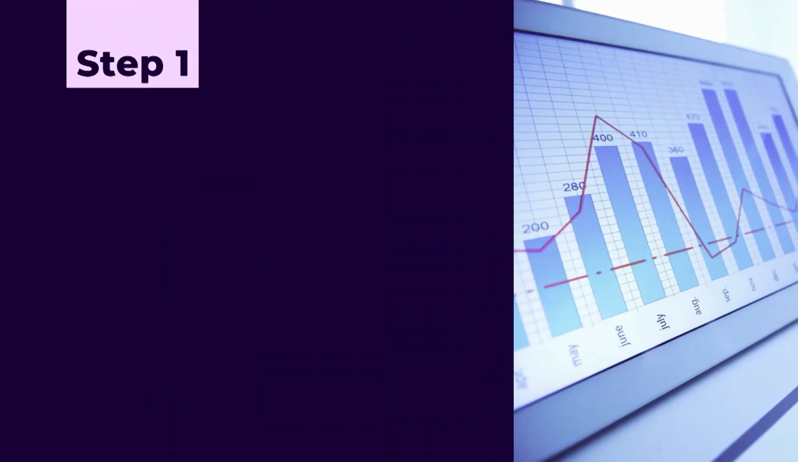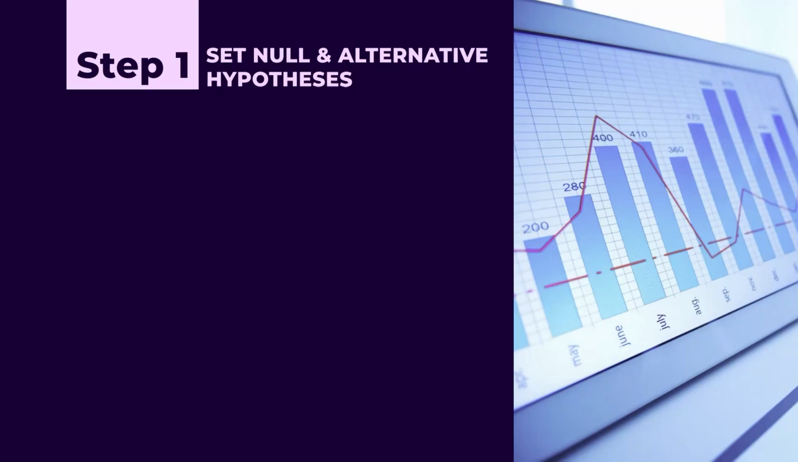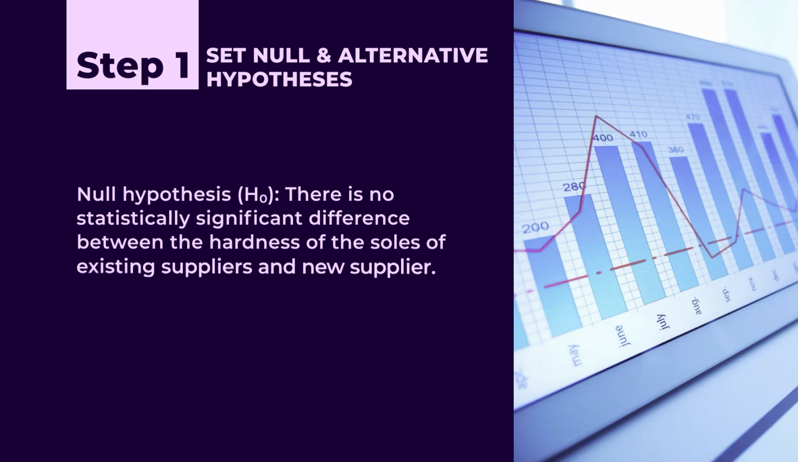So step 1 is select null and alternative hypothesis. We have seen earlier that unless and until the sample evidence is strongly differing, that means in the absence of a clear advantage to switching, the purchase manager would not like to switch from the existing suppliers and would like to maintain the status quo. So the null hypothesis can be stated as there is no statistically significant difference between the hardness of the soles of existing suppliers and new supplier.